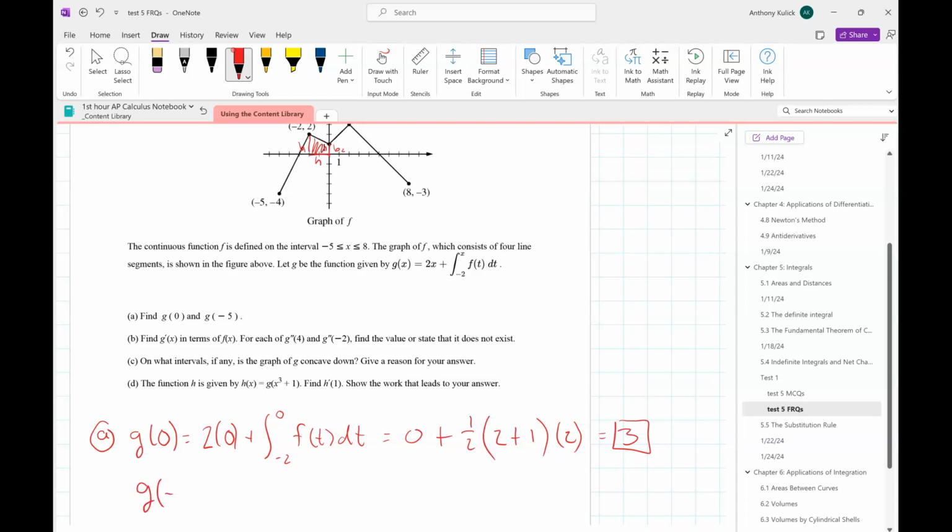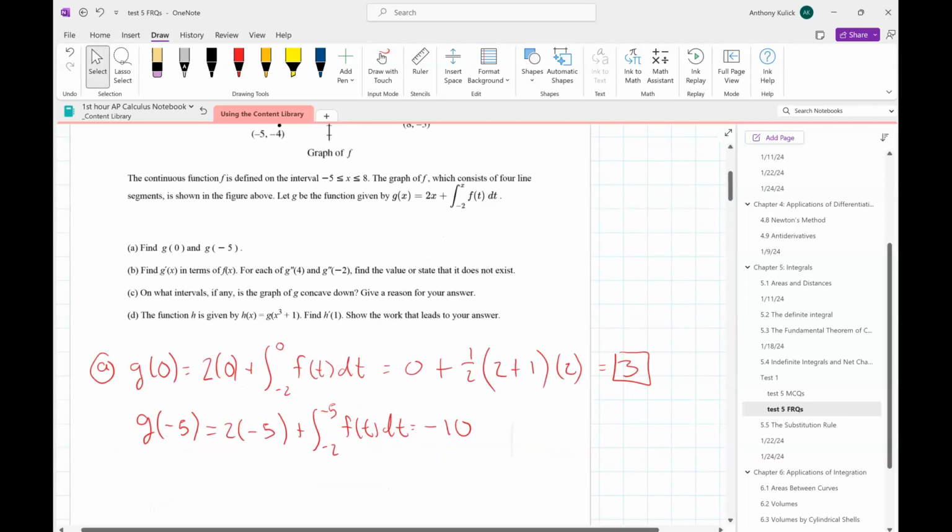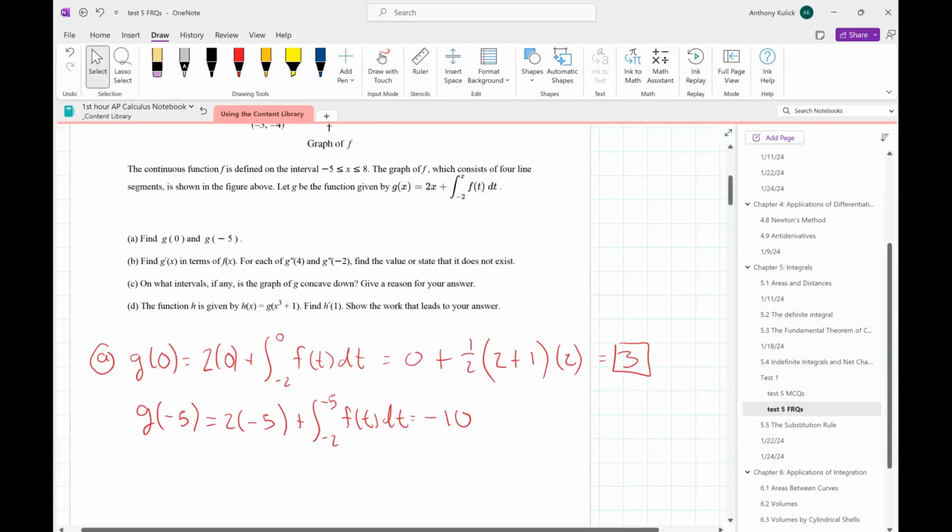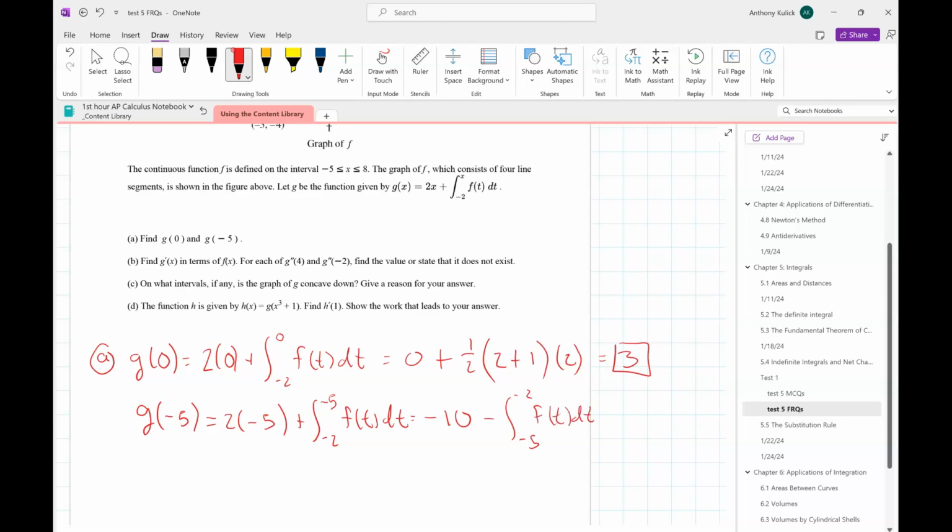If I want g of -5, well, that's going to be 2 times -5 plus the integral from -2 to -5 of f of t dt. Well, what do you notice about that integral? That's goofy. The bounds, right? So let's flip those. And what do we need to do to flip the bounds? We have to make the integral negative.